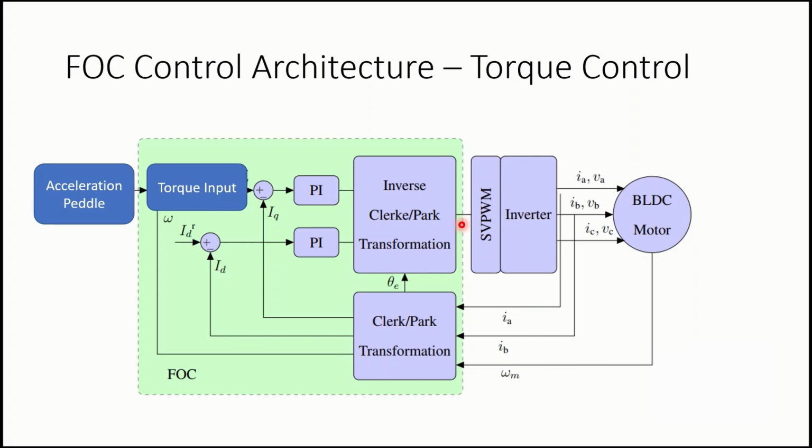Before going ahead into FOC control, we need to understand what exactly the DQ frame of reference and the ABC frame of reference are. The ABC frame of reference is very obvious: we already know the three-phase motor will be driven by ABC, so those three phases are represented by VA, VB, VC. But what is this DQ frame of reference?